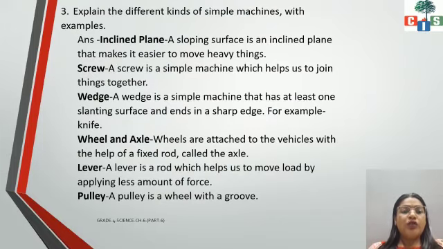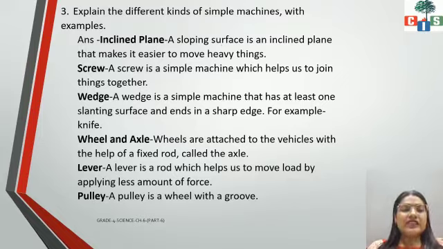Yes. Moving further, here we have to explain the different kinds of machines. So one by one we have to explain. First is the inclined plane. One sentence about the inclined plane you have to write down, that it is a sloping surface that makes it easy to move heavy objects. Simple. Then you have to write down about the screw, that a screw is a simple machine which helps us to join things together.